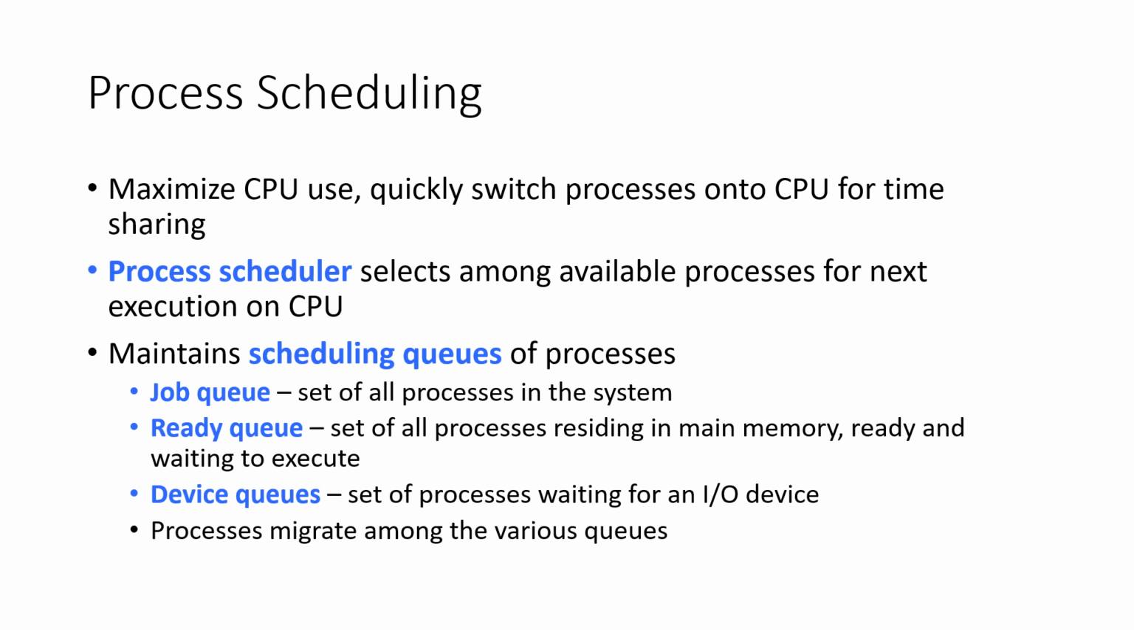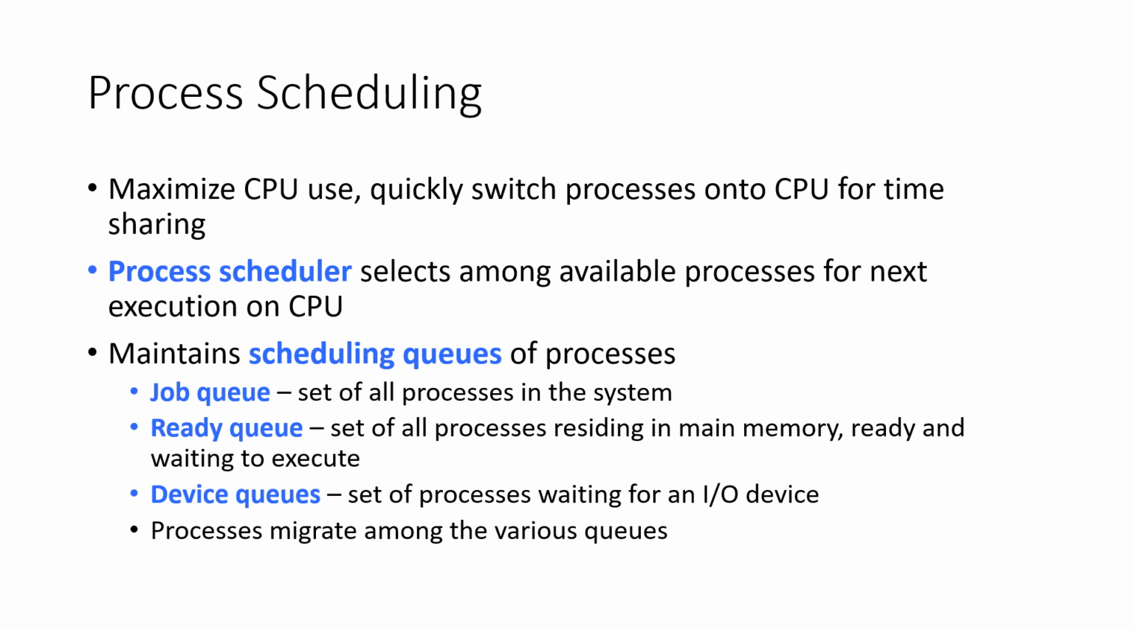The process scheduler also maintains certain queues, so that it knows which process has to be executed next. So a queuing system is used. There are job queues, there is a ready queue, there are device queues. All these are the different queues that are available in the system. A job queue is a set of all processes in the system. Any process can be in any state, but it is in the job queue.